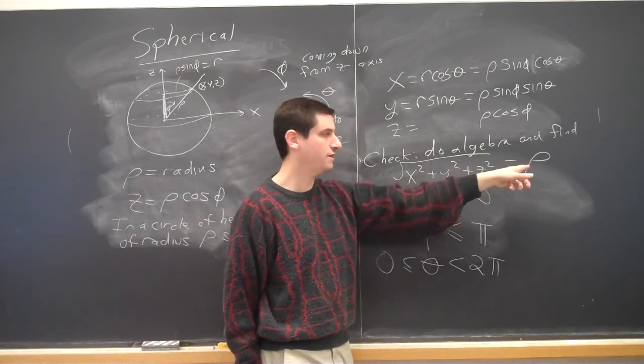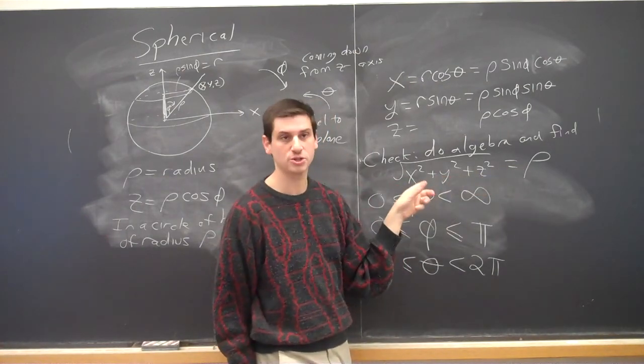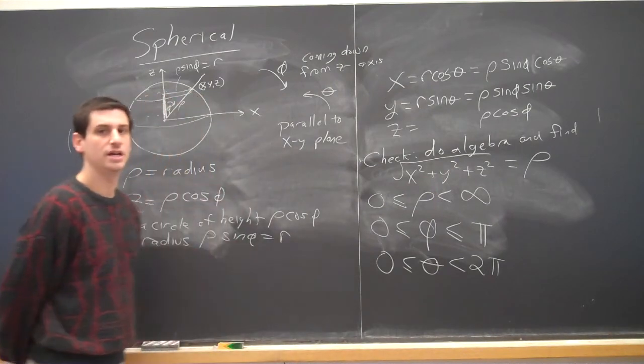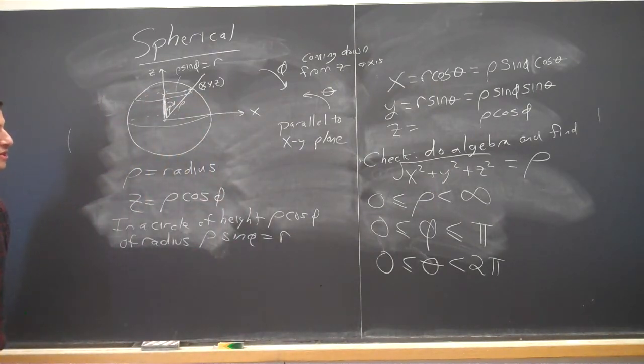Well, we've already done how to find rho. Rho is just the square root of x squared plus y squared plus z squared. Similarly, figure out how you would determine phi, and how you would determine theta. Some of them will be easier than others. Which do you think would be the easiest one to get next?